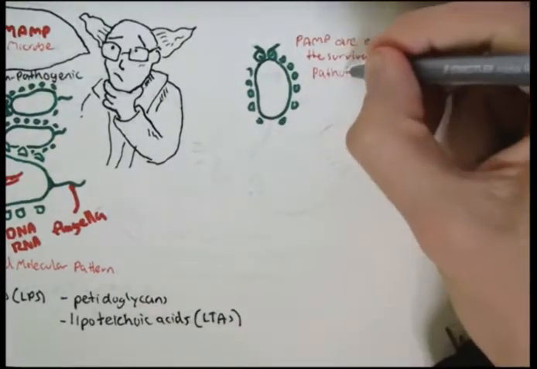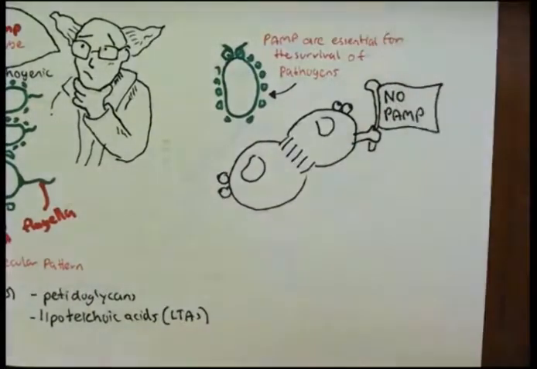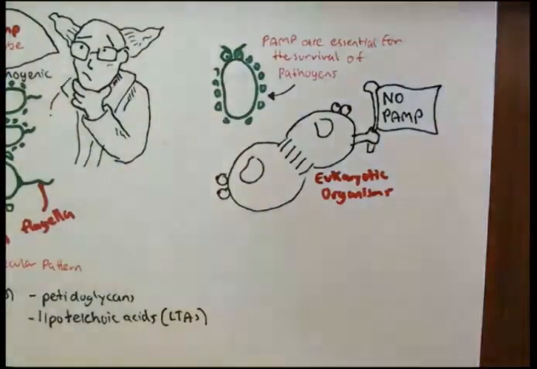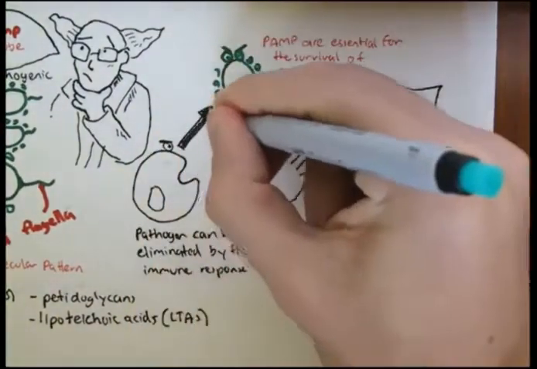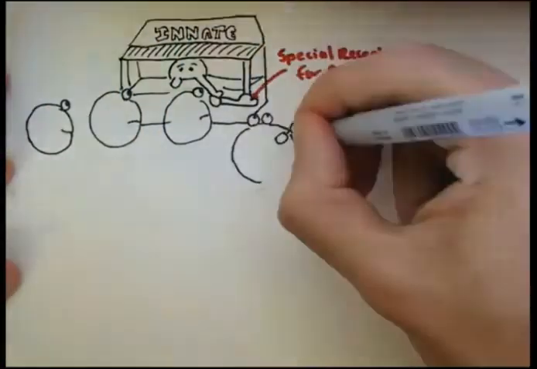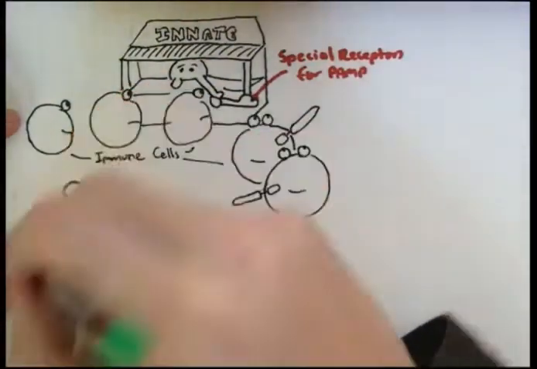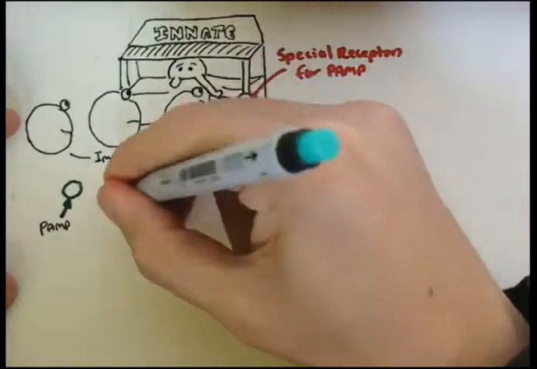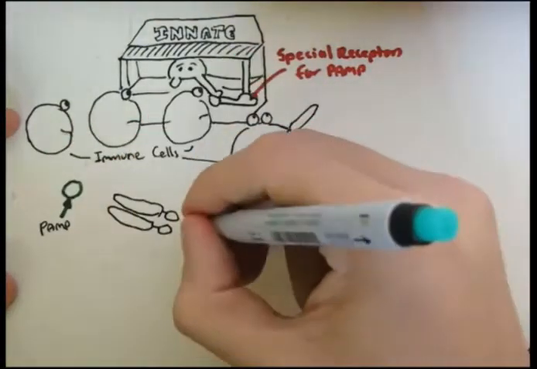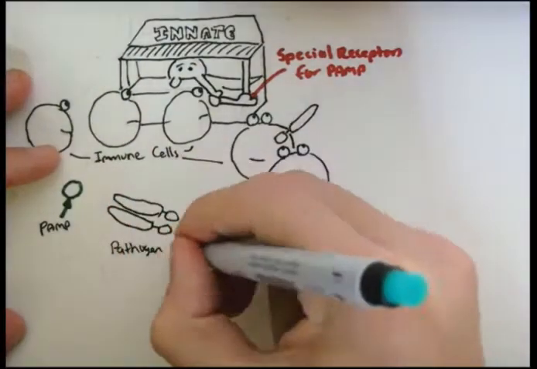Now these PAMPs are essential for the survival of all pathogens, and they are not found in any eukaryotic organisms, and so can be identified in the body as a foreign substance which needs to be eliminated through the immune response. Now the immune cells can identify these pathogen-associated molecular patterns because the innate immune cells have special receptors to identify them. So here we have a PAMP, and the receptor for PAMP is referred to as PRR, pathogen recognition receptors.